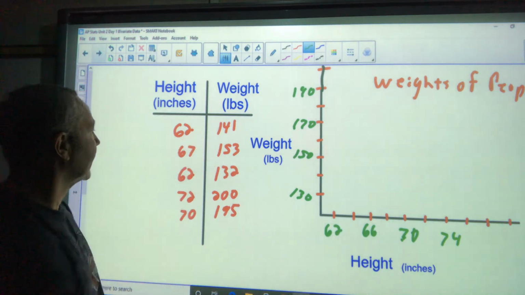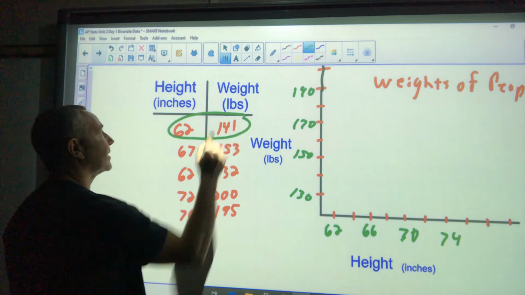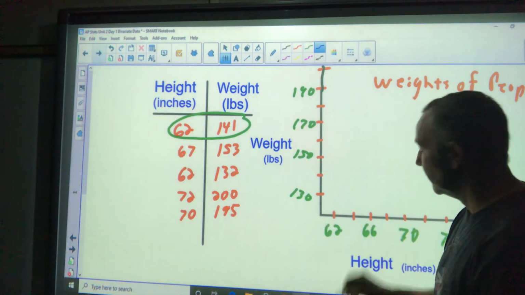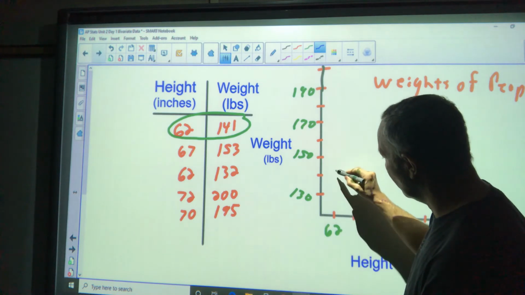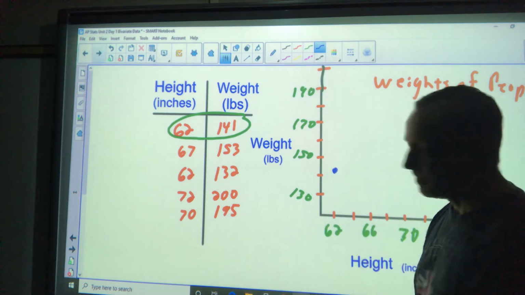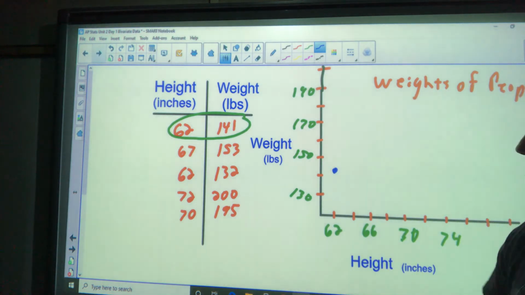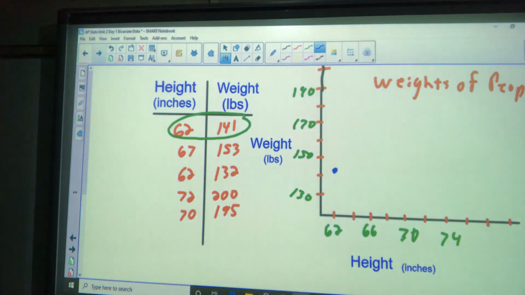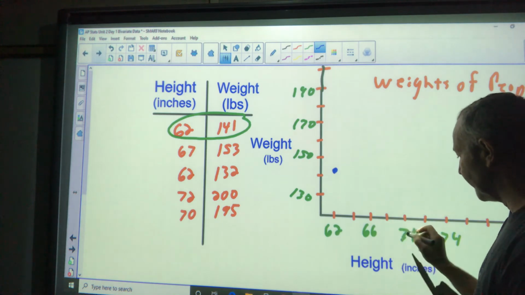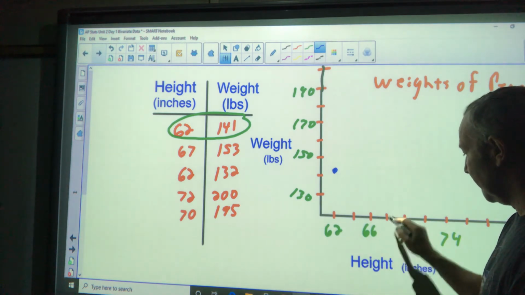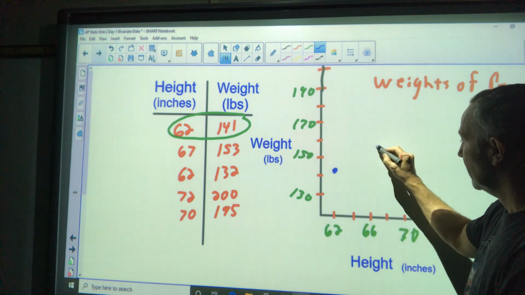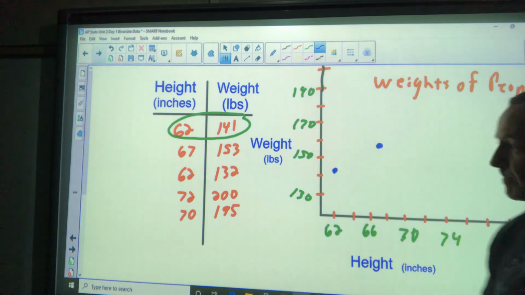This is one particular person right here. This person is 62 inches tall and has a weight of 141 pounds. I'm going to go up here, 140, just above that. Next person, 67 inches tall and 153 pounds. So 67, this is 68, so right in the middle, 67 and 153, a little bit above there.